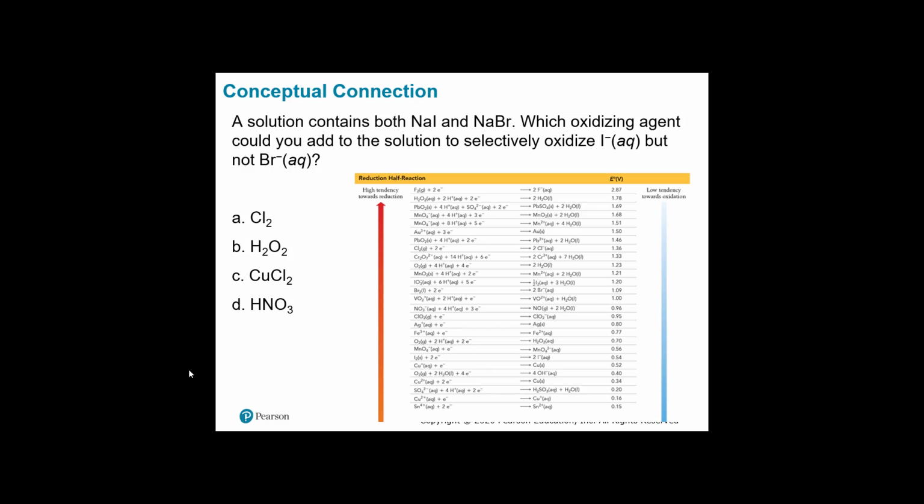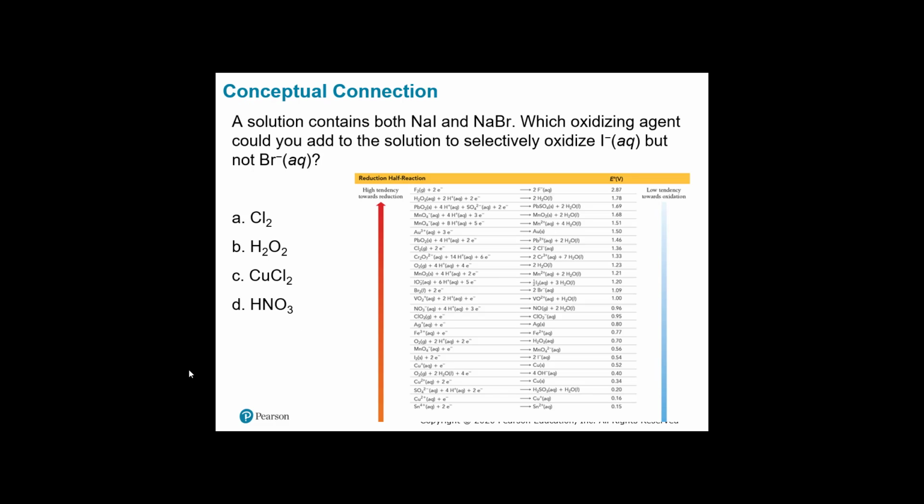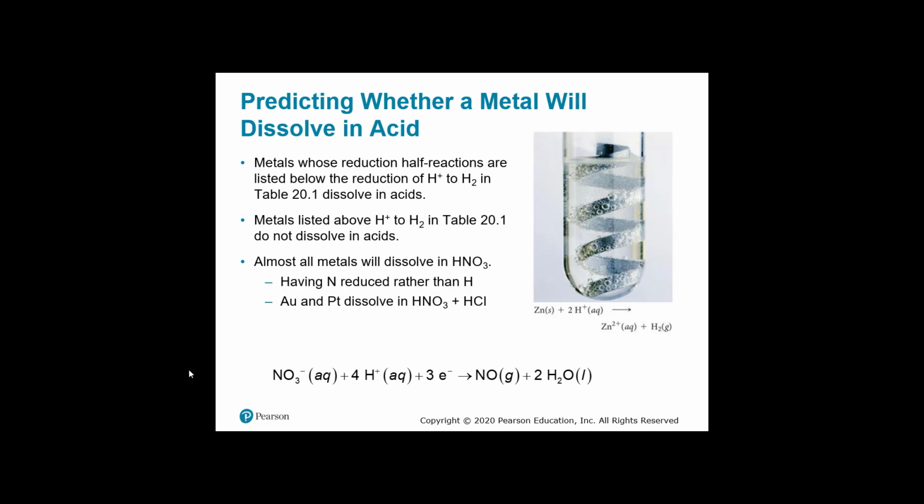Okay, so the solution contains both sodium iodide and sodium bromide. Which oxidizing agent could you add to the solution to selectively oxidize iodide but not bromide? This is one that I think is in the next section, and I didn't exactly cover it yet. So I may have moved this slide up before the slides. Let me jump to the slide, and then I can tell you. Then we'll go back to that one.